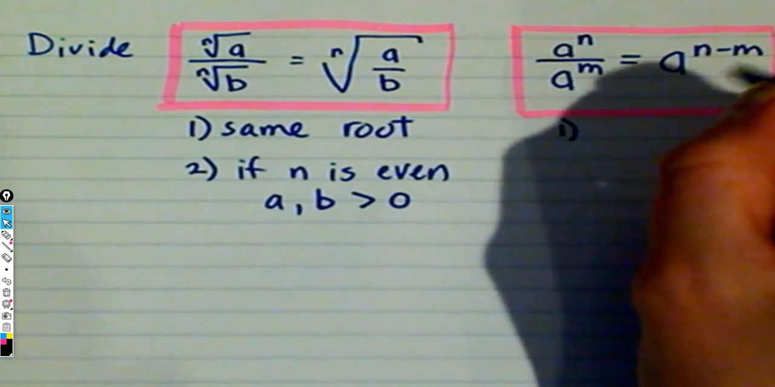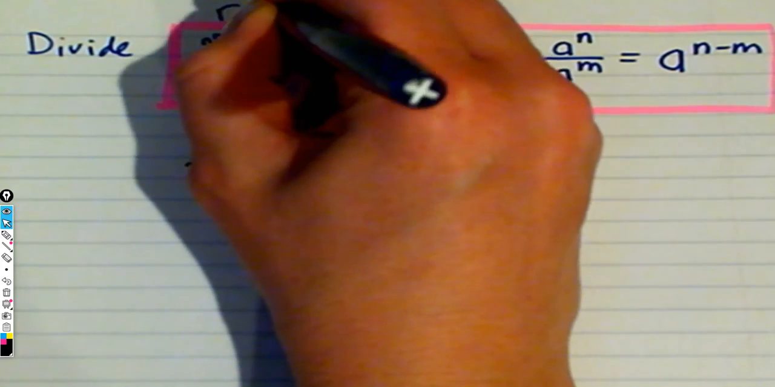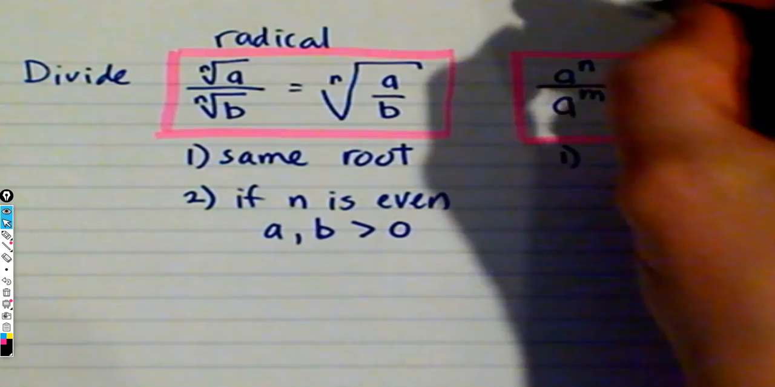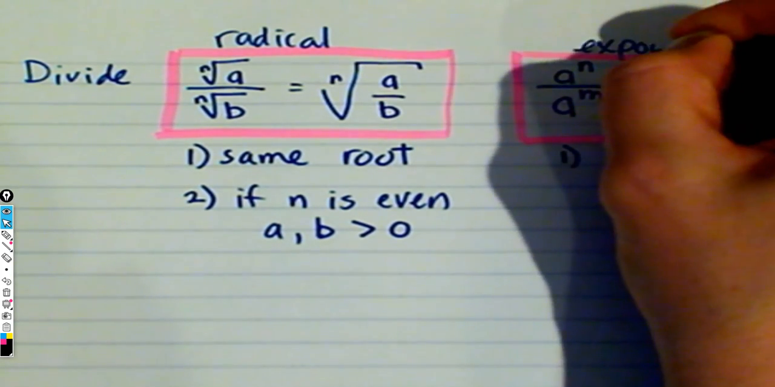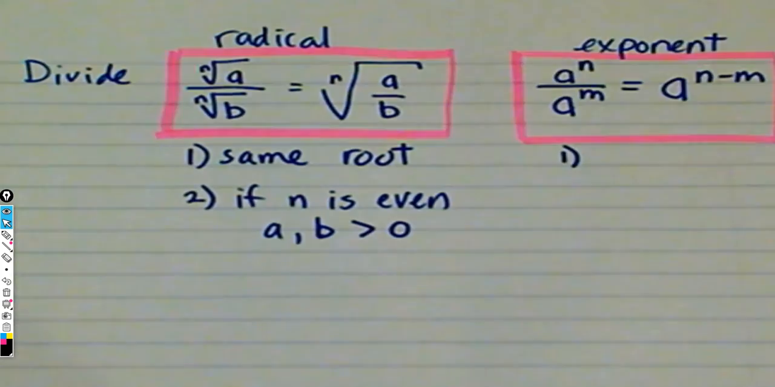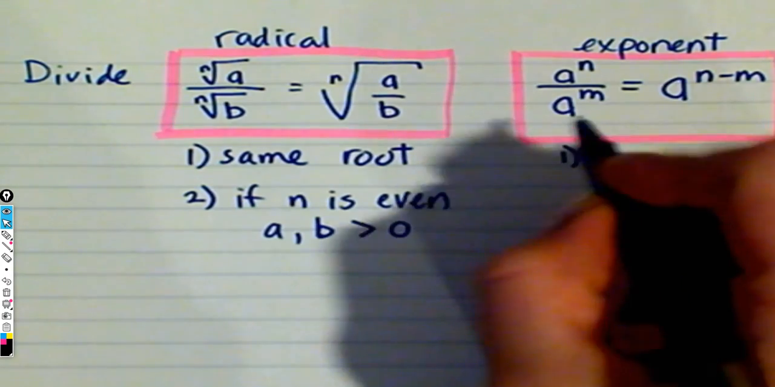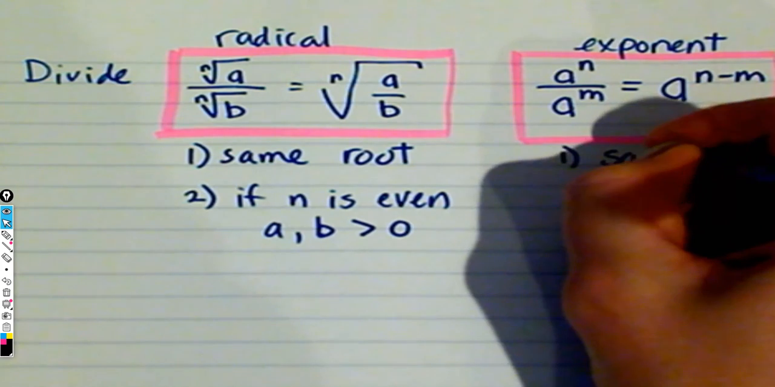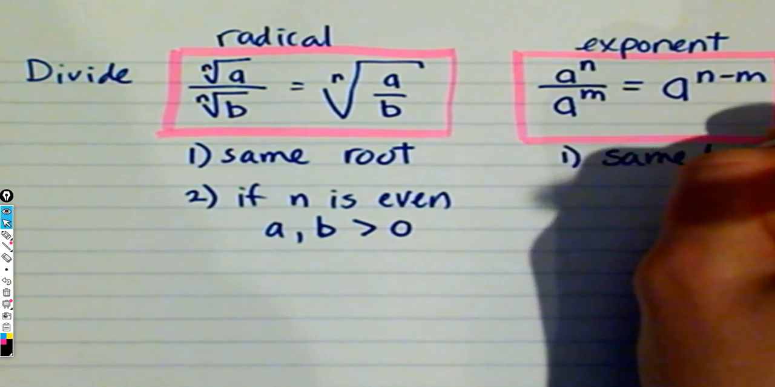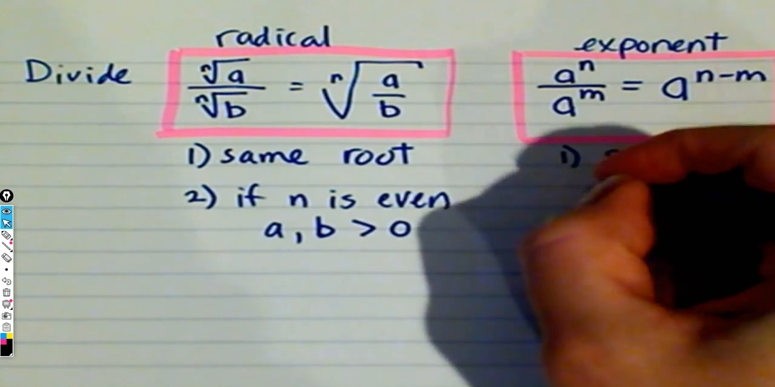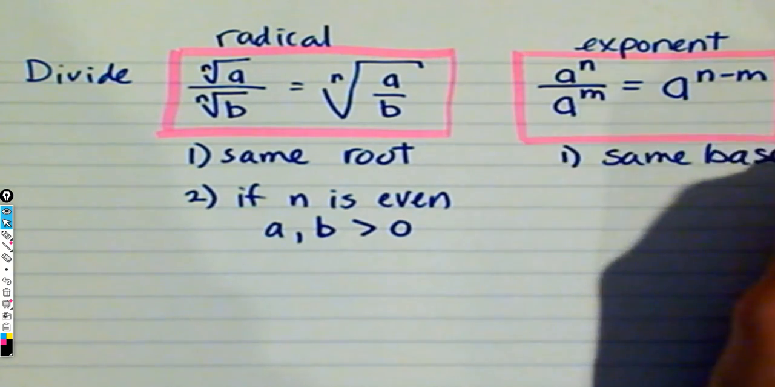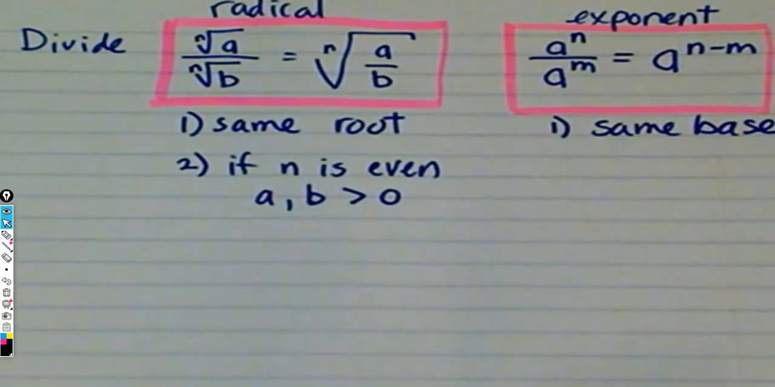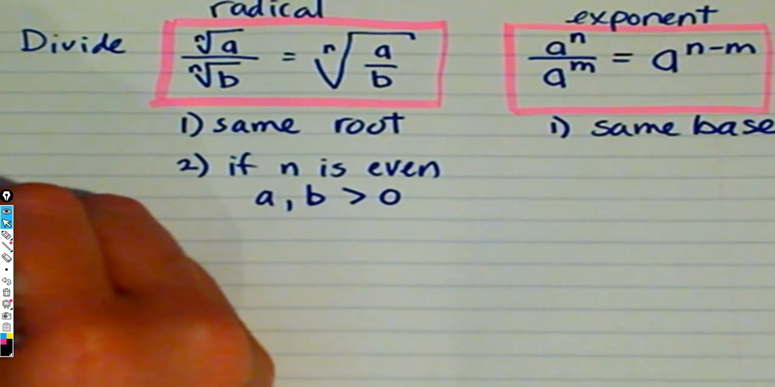Now, over here, okay, we've got radical form, and here we have exponent form, okay? And what we have is same base. Notice the a is the base, okay? And you subtract the exponents. All right, we're going to do some examples.